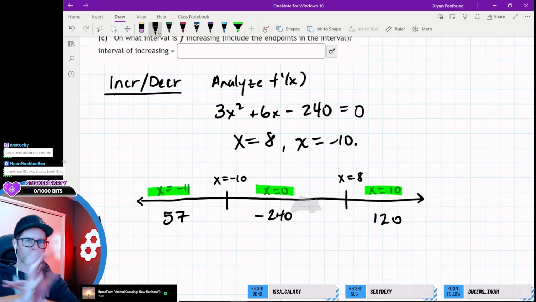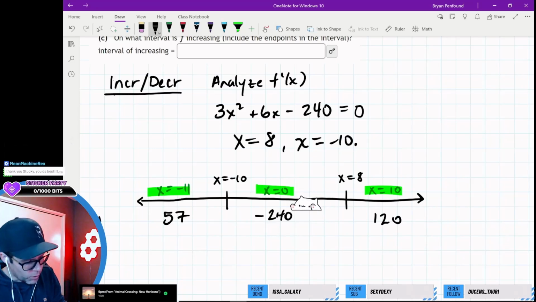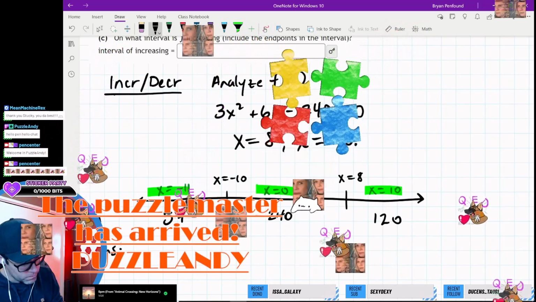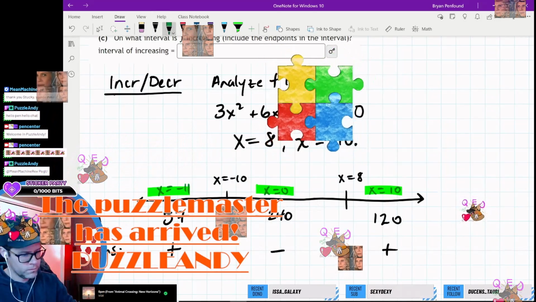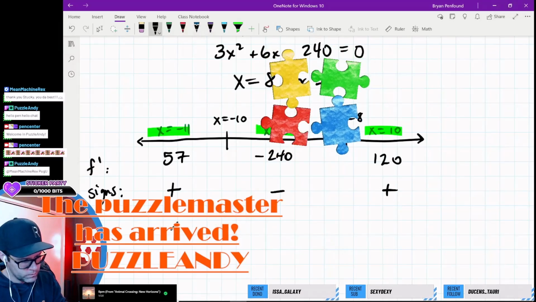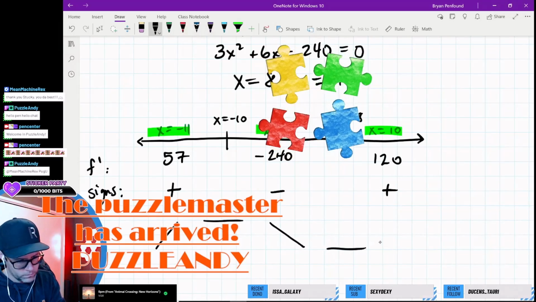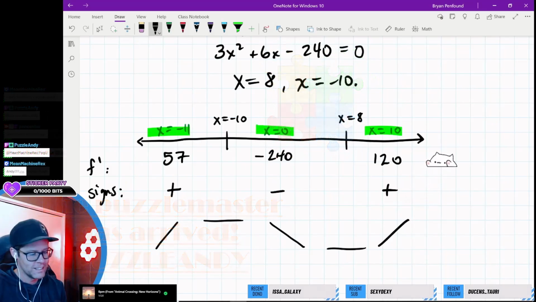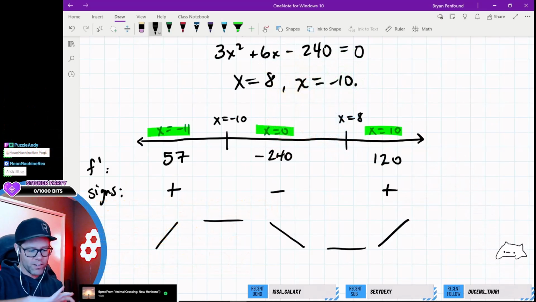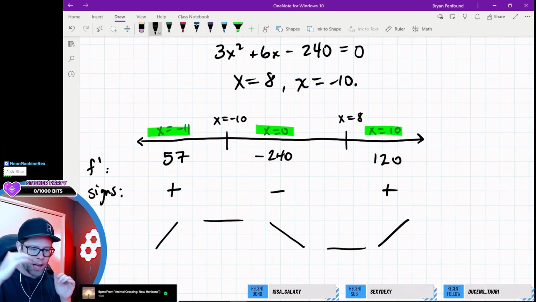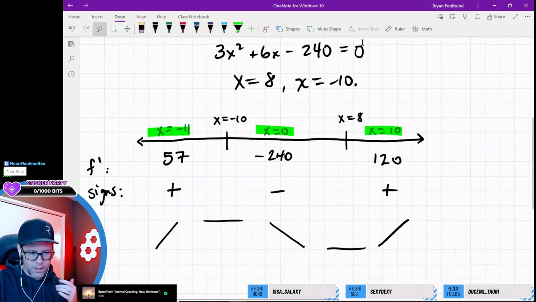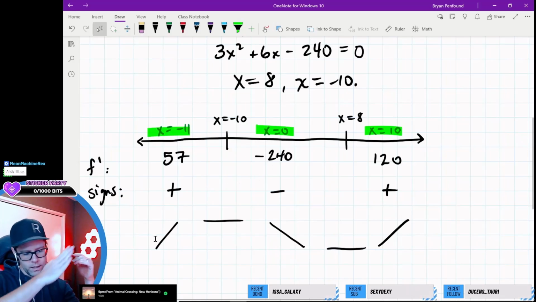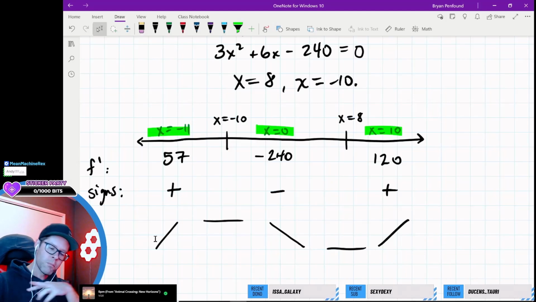Now, the particular numbers aren't important. It's actually the signs of the numbers that are important. So let's take a look at the signs. The signs are going to start to give us some indication about what this function looks like. So I know at 8 and negative 10, I have horizontal tangent lines. That's what this equation gave me up here. I got a slope of 0 at these particular x values. And then I have positive slopes before negative 10, negative slopes between, and then positive slopes after.